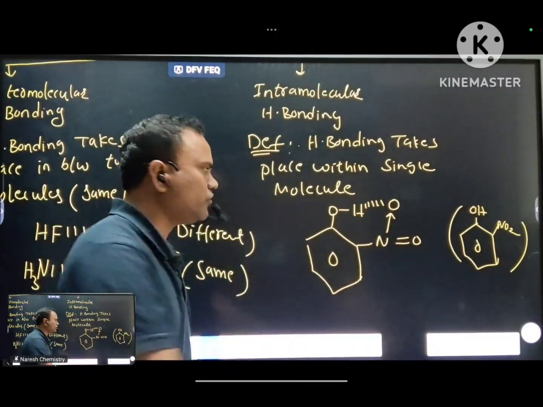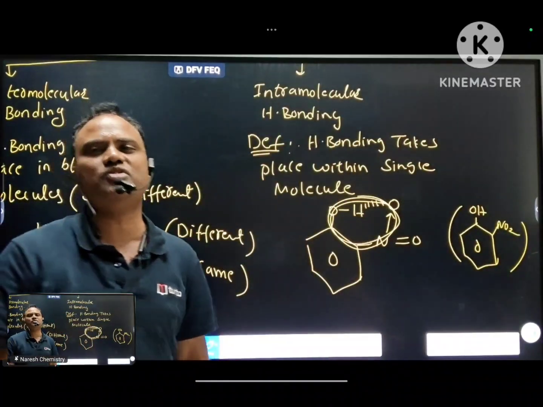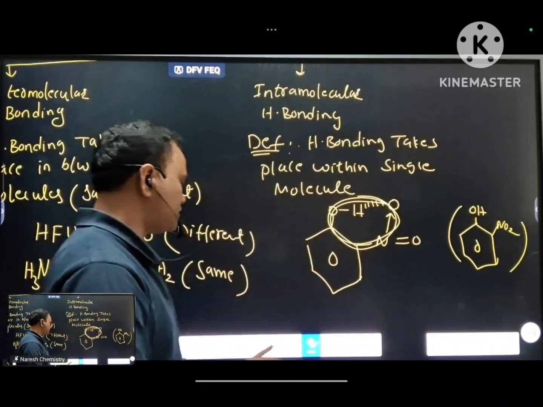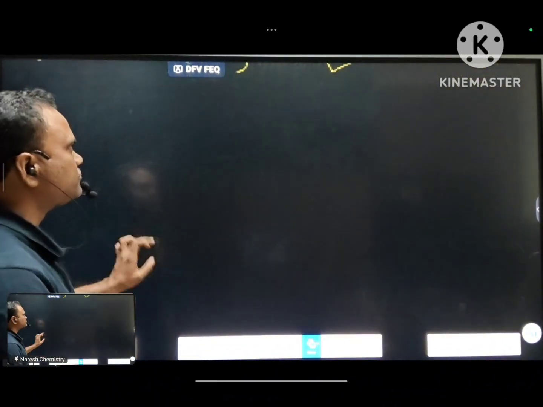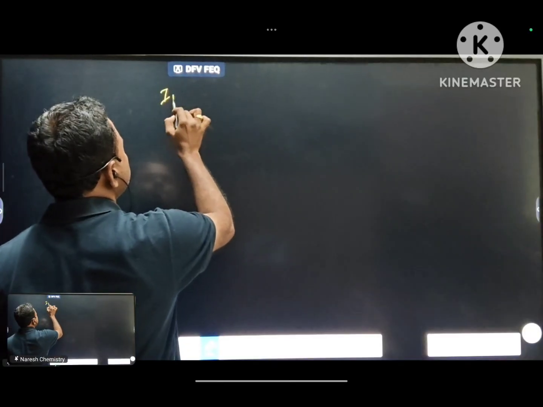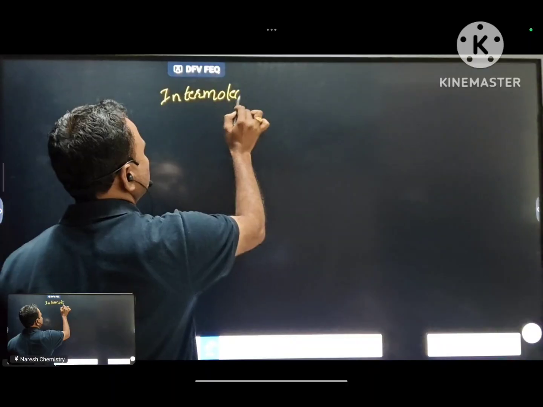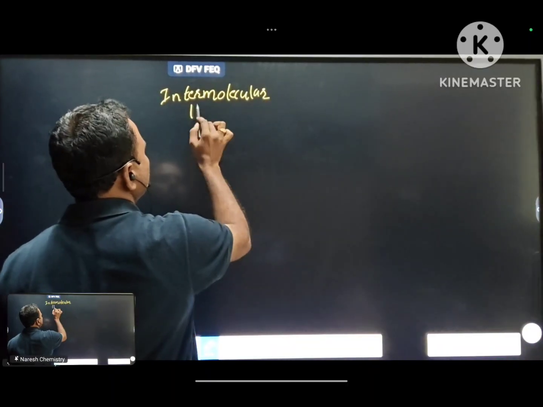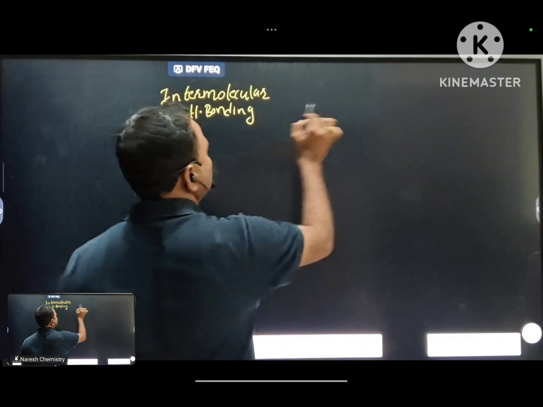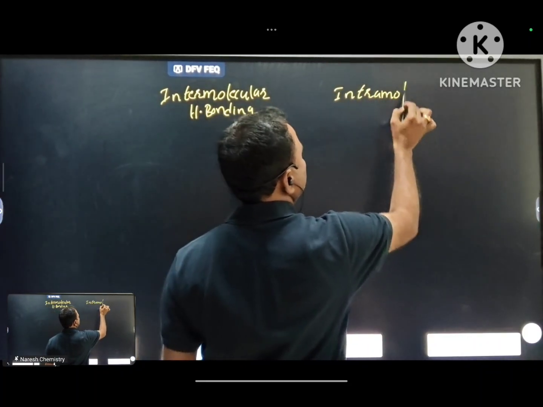After hydrogen bonding, one ring is formed. How many atoms are present in that ring? That is the next level. Let us start the examples. Important examples. Intermolecular H bonding. Intramolecular.